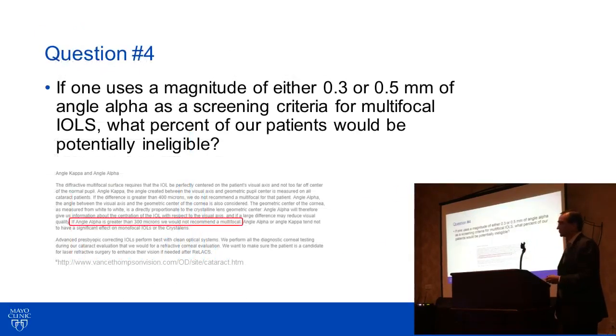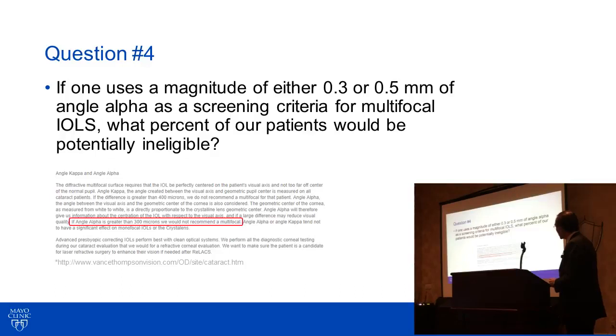Okay, what about the magnitude of angle alpha? There's guidance out there. For example, a website from a more prominent cataract surgeon in the United States tells referring optometrists that if the magnitude of angle alpha is greater than 300 microns, you shouldn't use a multifocal IOL. Other people do similar things and use 0.5, or 500 microns, as a cutoff.